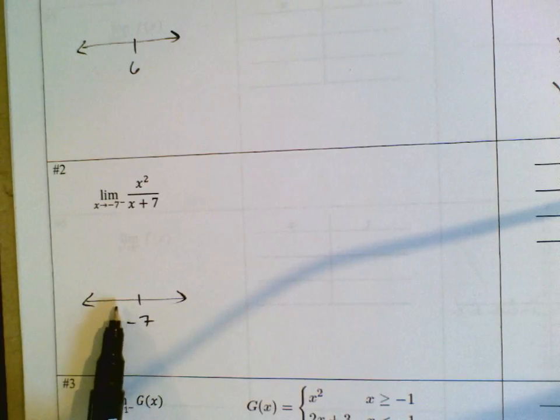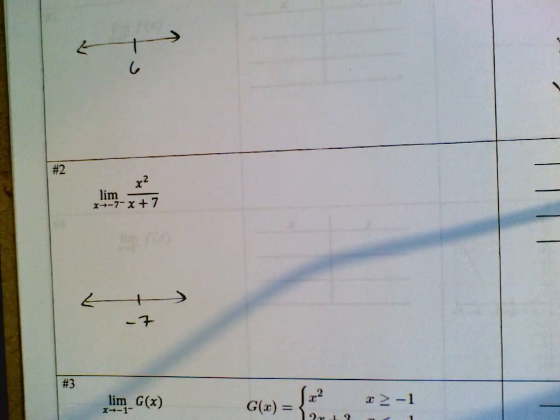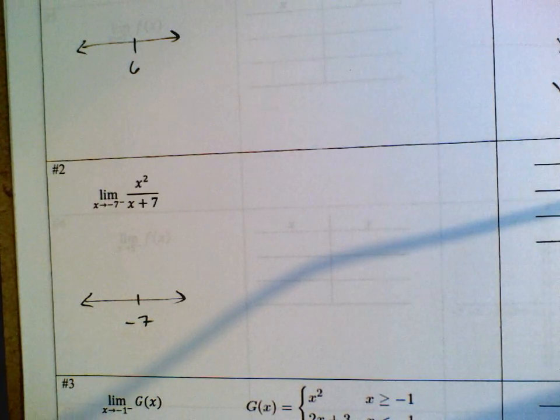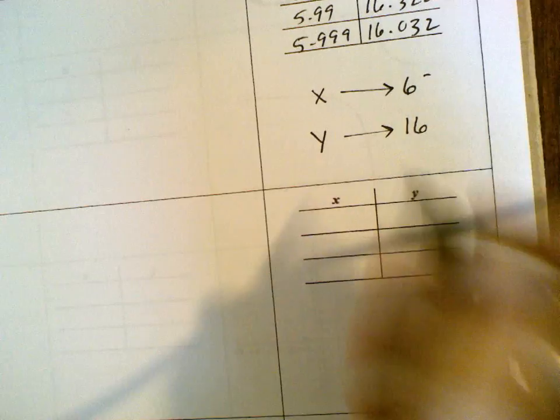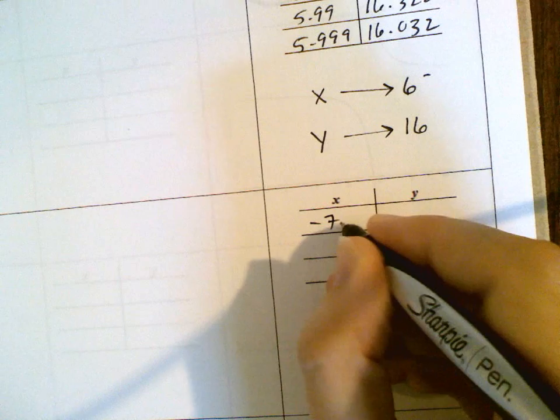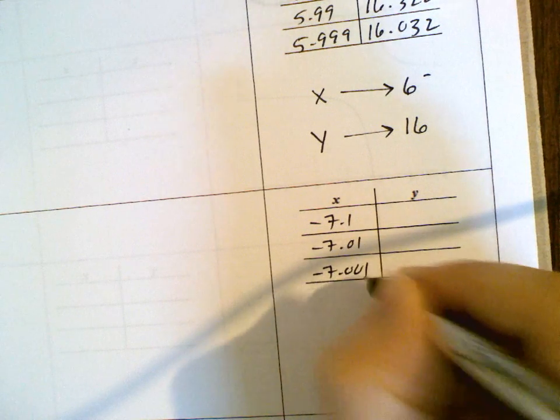X values to the left of negative 7, let me think of one: negative 7.1. That's pretty close to negative 7, but to the left. Another one is negative 7.01. Another one is negative 7.001. If I keep adding zeros in front of the ones, I'll get closer to negative 7, but I'll still be to the left of it. So negative 7.1, negative 7.01, negative 7.001.